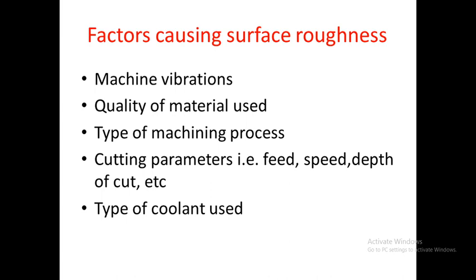And the last is the type of coolant used. The type of coolant used also determines how rough or smooth the surface will be. For example, if a coolant has high heat absorbing capacity, then due to the friction between the tool and the workpiece, the amount of heat generated will be less. So the temperature will not rise drastically. So due to low temperature also, the roughness will be reduced, or we can say that the surface will be more finished.